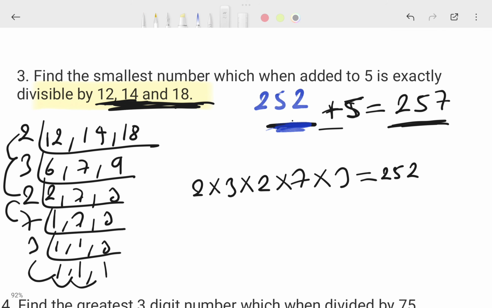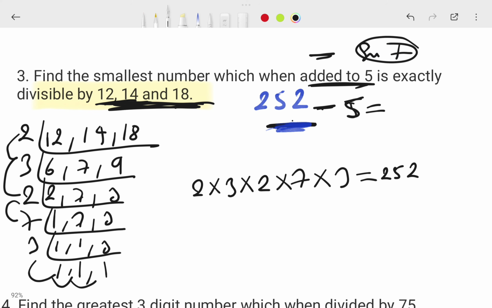Okay, now here we have to subtract, not add. What is it telling? Find the smallest number which, when 5 is added, is exactly divisible by these. When it says added, then we have to subtract. When it says subtract, then you have to add. So when you subtract 5 from 252, this answer will be 247. This 247 is exactly divisible by 12, 14, 18 also.